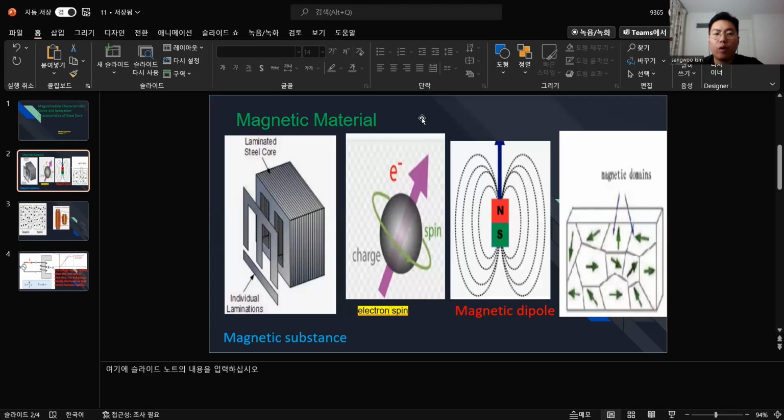We already know that in the transformer we use a steel core, a magnetic material. We say magnetic substance, right? So you need to know about electron spin, magnetic dipoles, and magnetic domains. I'll explain, okay?